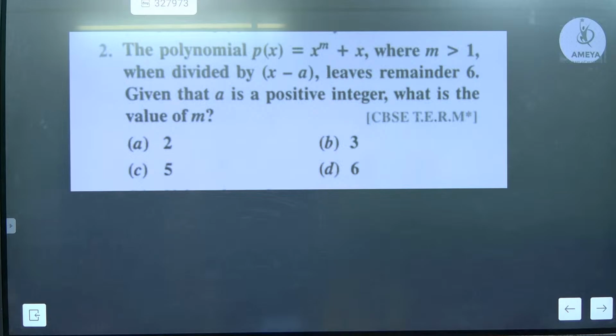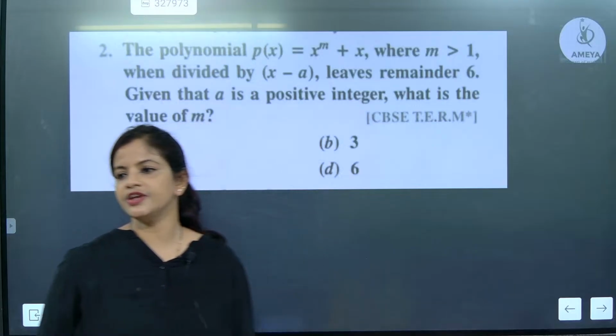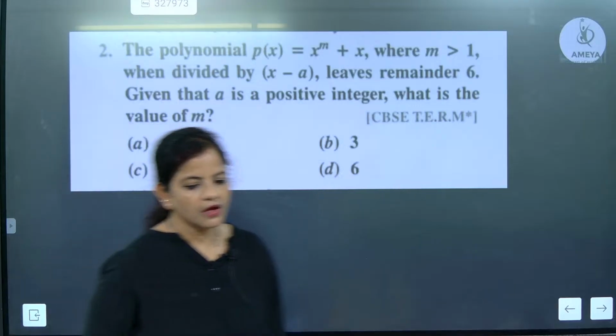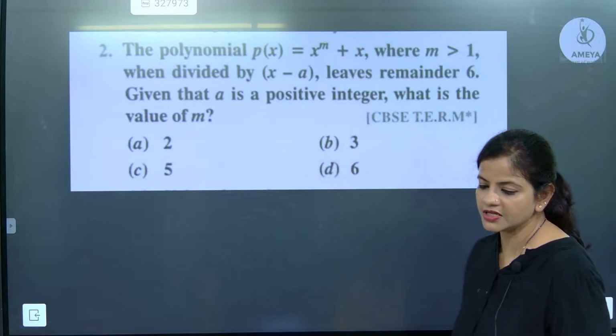Dividend is equal to divisor into quotient. Given that a is a positive integer, what is the value of m? What can be the value of m? Come on, think nicely. This is an easy question, but yet it is a tricky question. 3. Okay. Let's check this one out, because we know dividend is equal to divisor into quotient plus remainder.